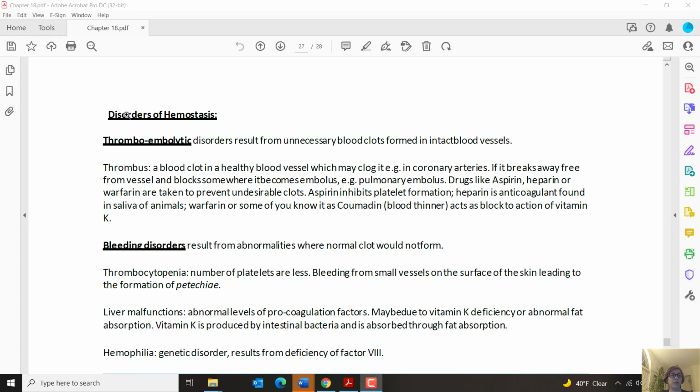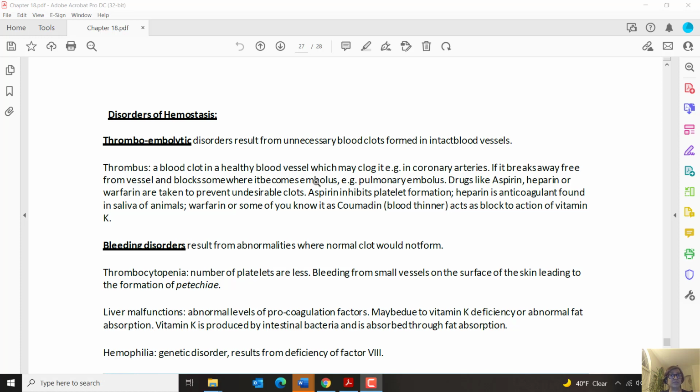All right. When we talk about the disorders, the biggest thing is thromboembolic disorders. Thrombus means a blood clot in a healthy blood vessel. If it is stuck to the blood vessel, it's called thrombus. If it breaks loose and starts traveling, then it is called an embolus. Embolus is very dangerous because it can lodge itself in tiny capillaries like in the lungs, heart or brain and cause pulmonary embolism, which can kill a person, or a heart attack or a stroke.